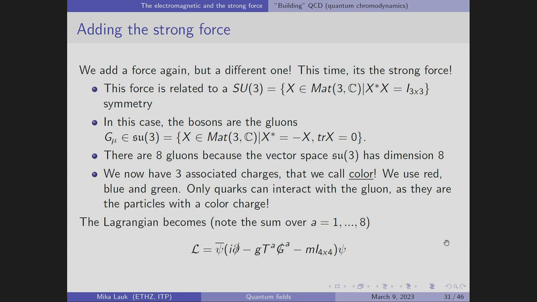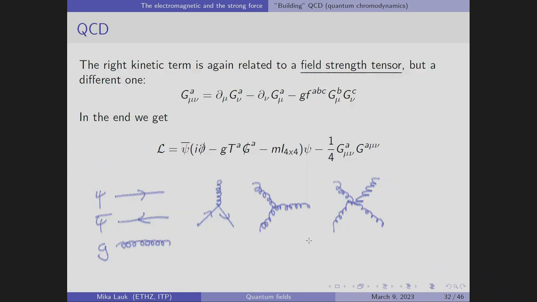The Lagrangian becomes something like this. I now wrote this G in terms of the basis elements of this vector space. And we can again add a kinetic term, because the gluons are particles. In this case, the kinetic term has some extra thing here that's related to what we call the structure constants, which are just constants depending on these A, B, and C, which go from 1 to 8, and then two of the gluons here.